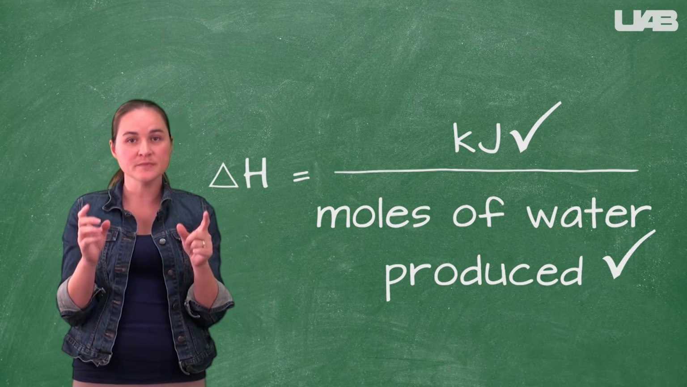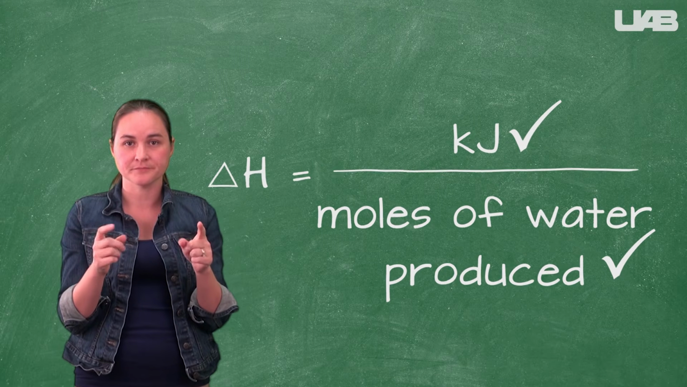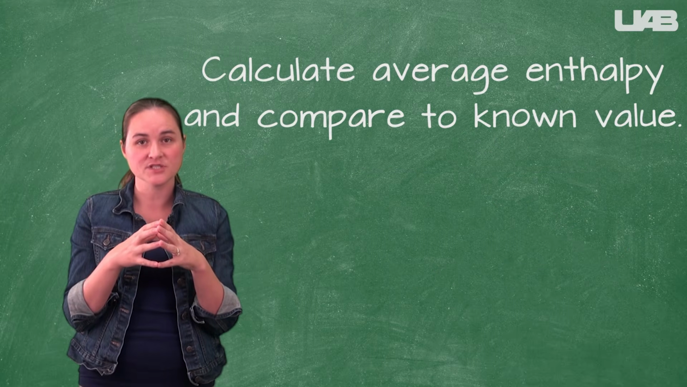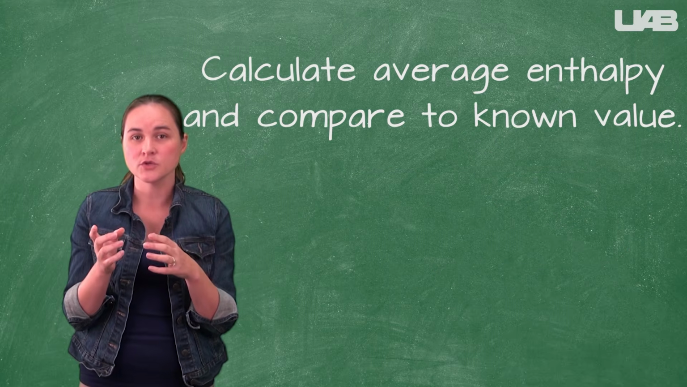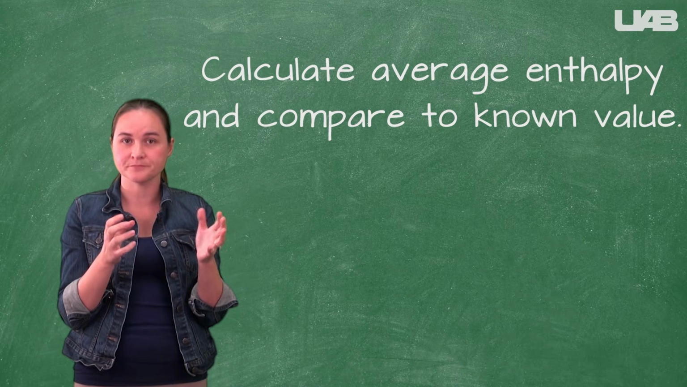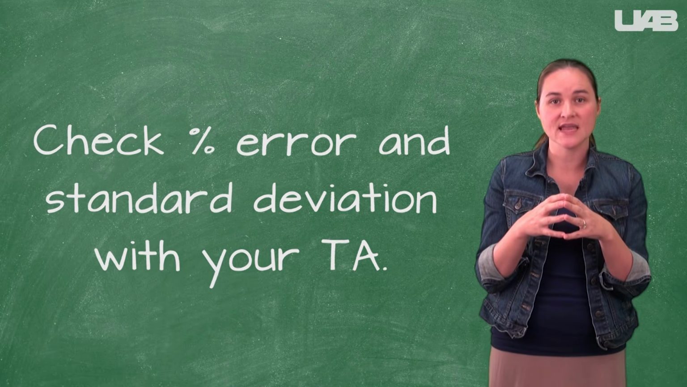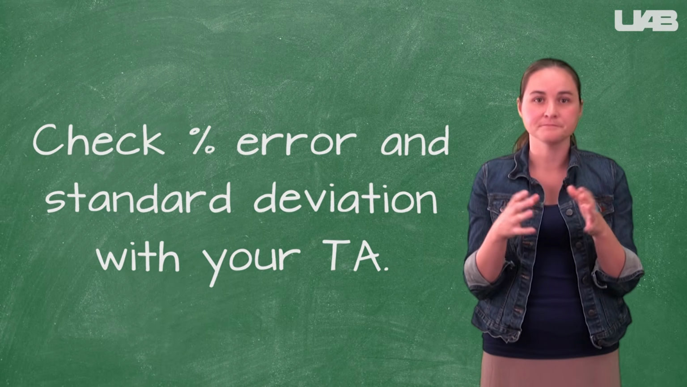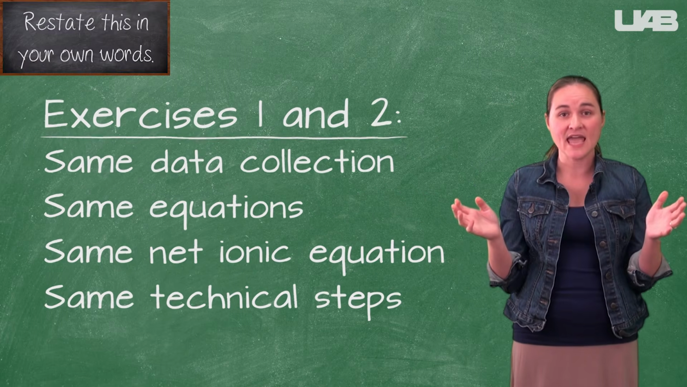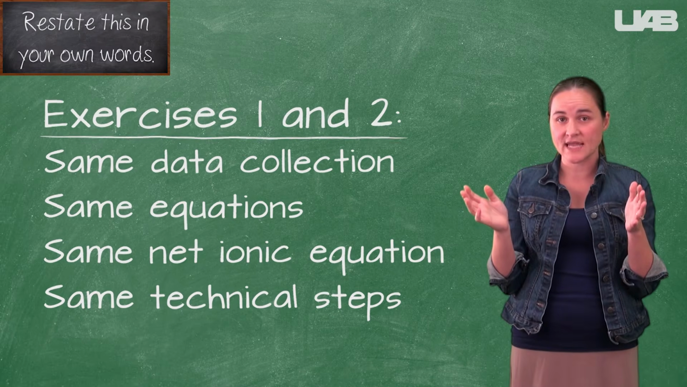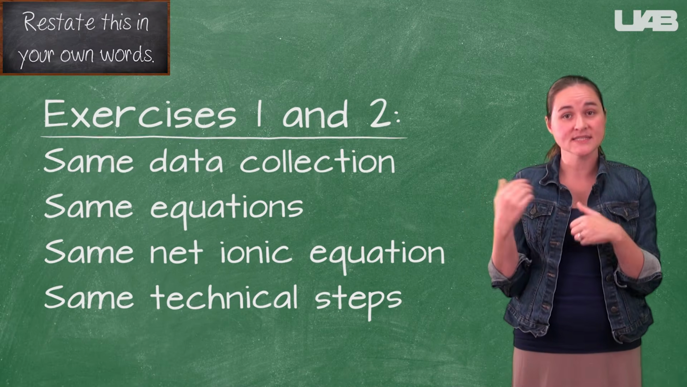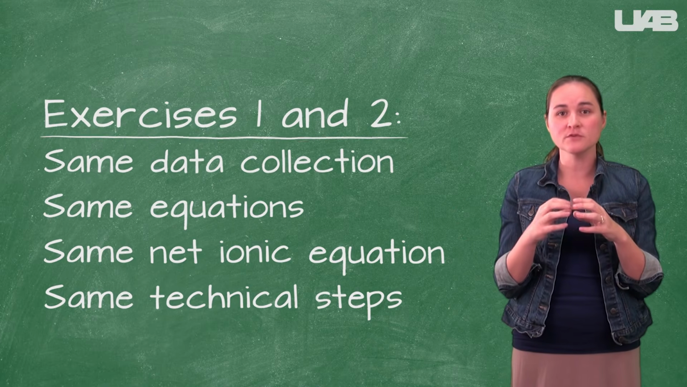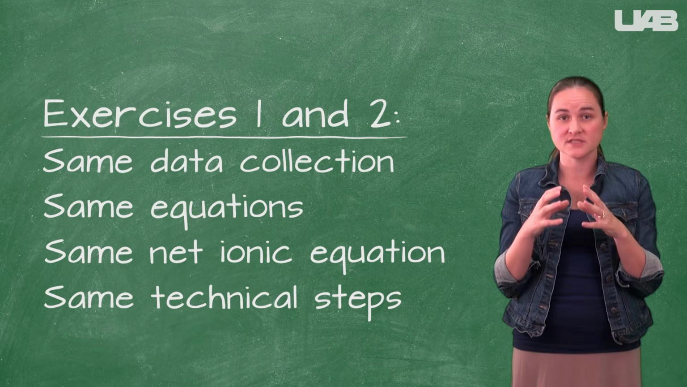You now have both the pieces you need to calculate the enthalpy. Perform the same steps for the remaining trials and calculate an average enthalpy. Compare this value to the known value for this reaction. As long as your TA finds your percent error and standard deviation acceptable, the math for exercise 1 is all done. You will collect the same data and use the same equations for exercises 1 and 2. And because the reactants are the same in both exercises, we can use the same net ionic equation. You will even perform the same technical steps for both sets of trials.